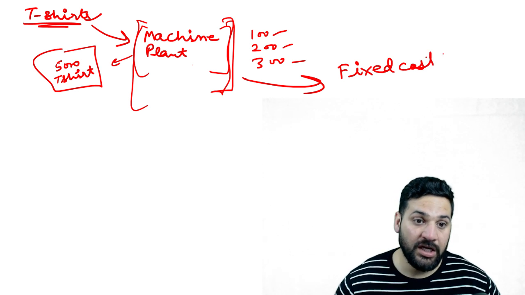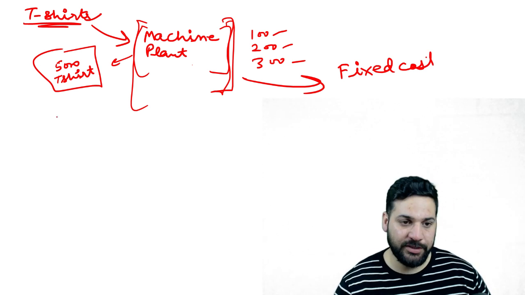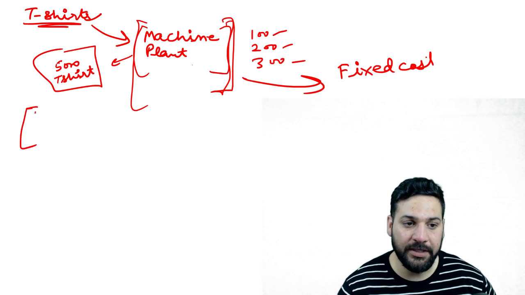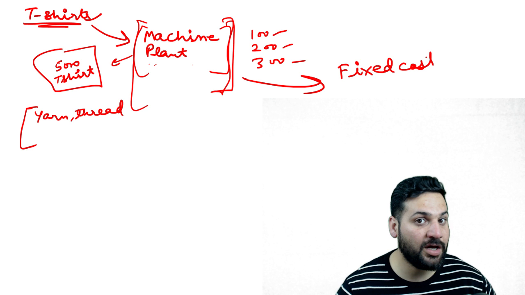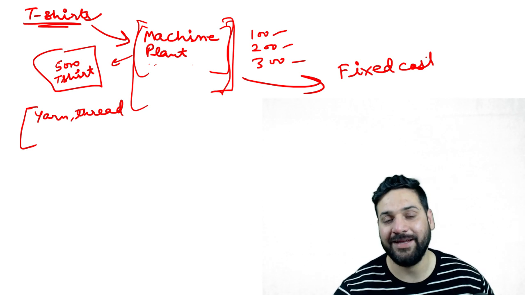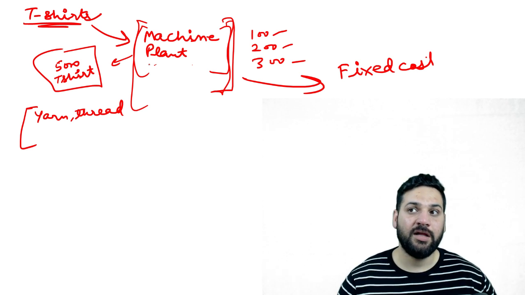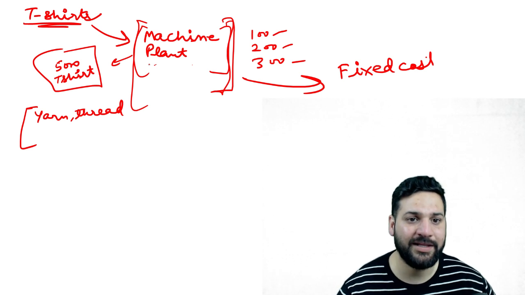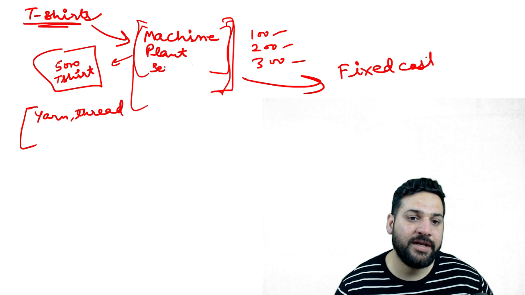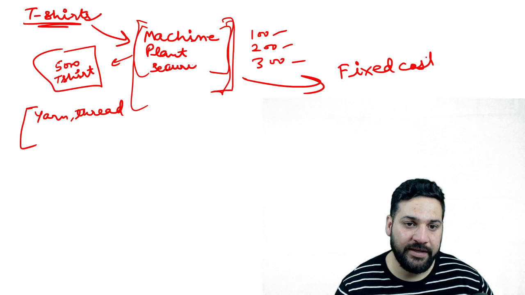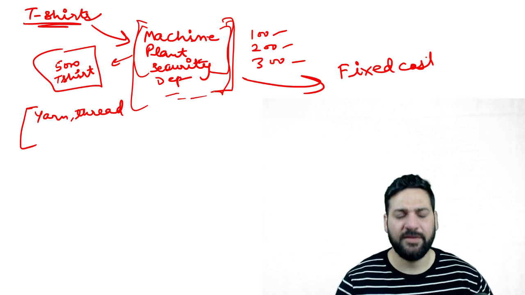Now to make the t-shirts, you need to buy yarn or thread. You need to pay for electricity. That one was for the electricity connection. Whenever you take an electricity connection, there is a security fee that you need to submit. That is a fixed expense. That is the security deposit. There are many other expenses.